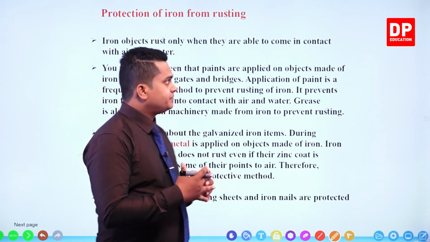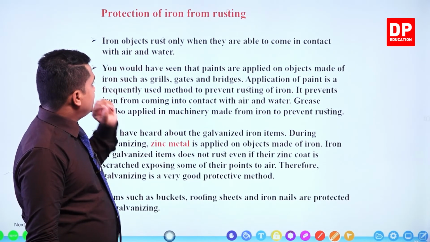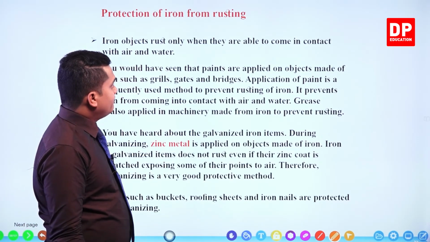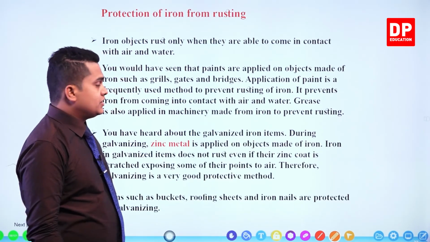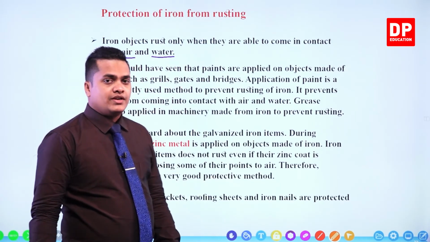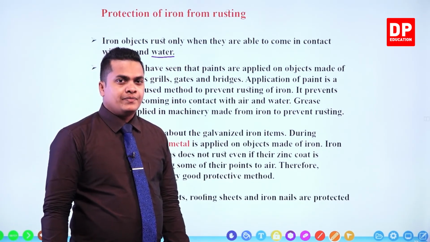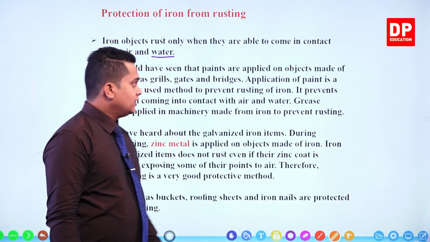So let's see what the methods are. Iron objects rust only when they are able to come in contact with air and water. So air means especially oxygen. So when they come into contact with oxygen and water, right, rust is going to occur. Iron rust is going to occur.